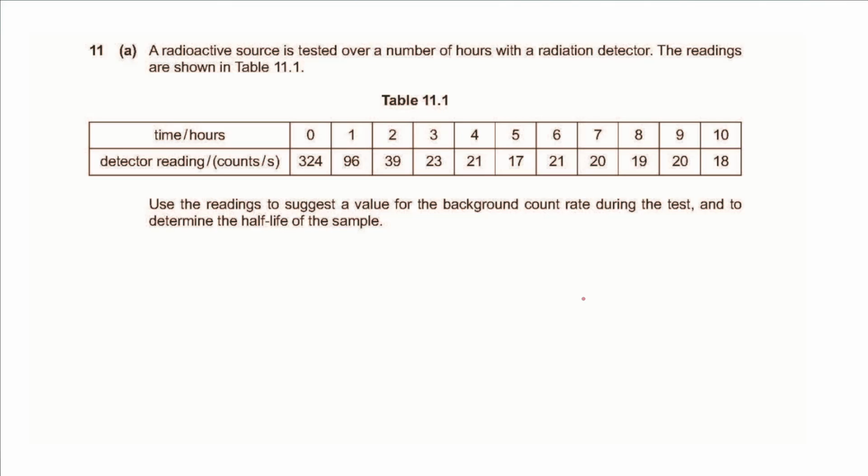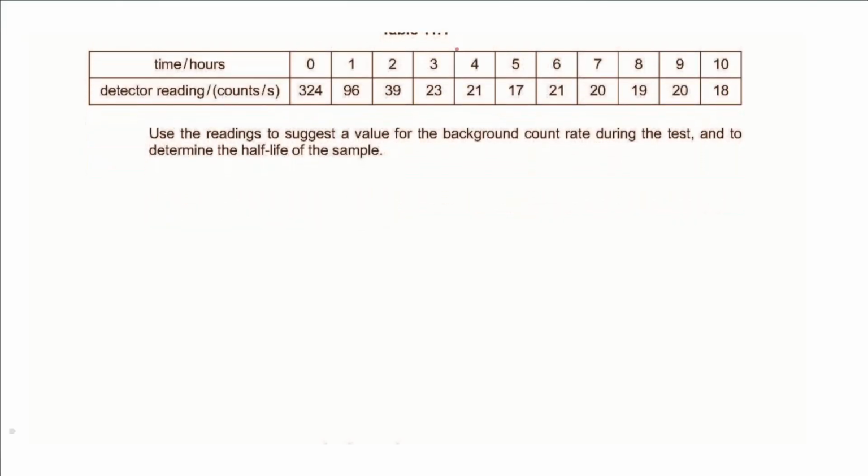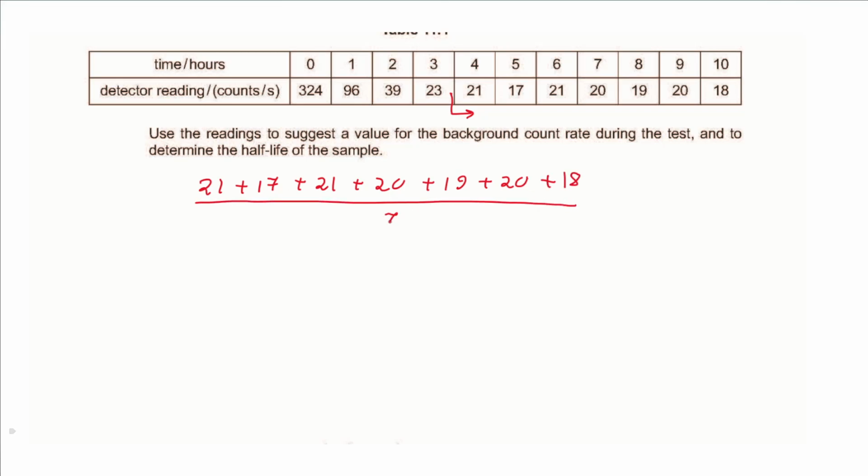Use the readings to suggest a value for the background count rate during the test and to determine the half-life of the sample. To get the average background, we see if the numbers fall and then rise and keep falling and rising around a certain number. So starting from here, the readings keep falling and rising again. So we calculate the average from here: 21 plus 17 plus 21 plus 20 plus 19 plus 20 plus 18, and then we divide by the number. These are 7 readings, so we divide by 7. This is approximately 20. It's 19 point something, so approximately 20.